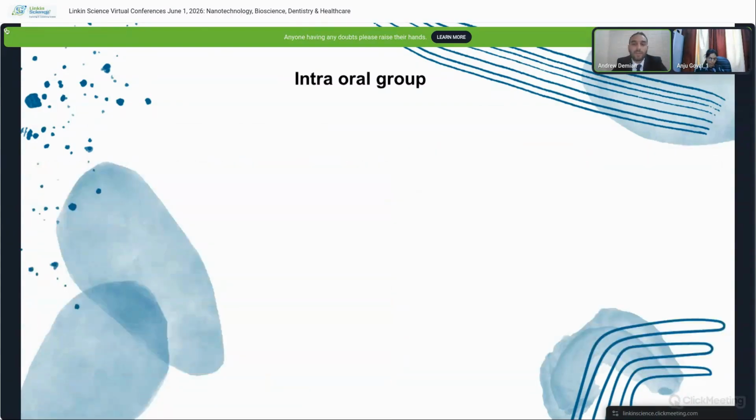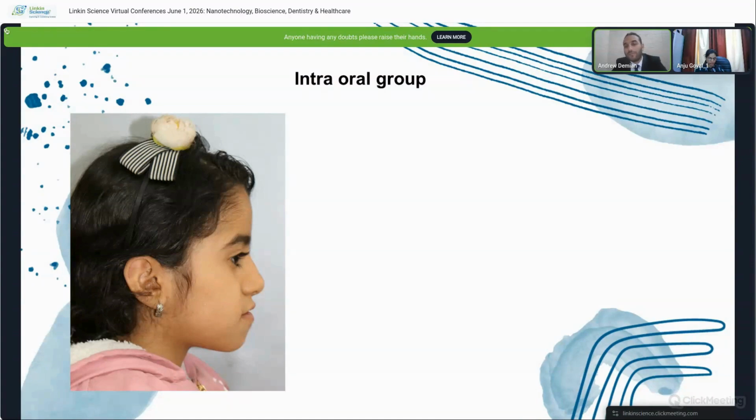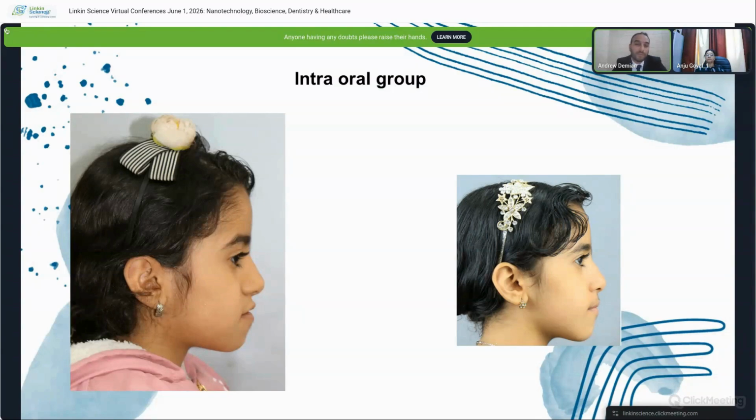And this is also another patient through the intraoral group. The main important change is the profile, of course, and there are no vertical changes in the length of the face.